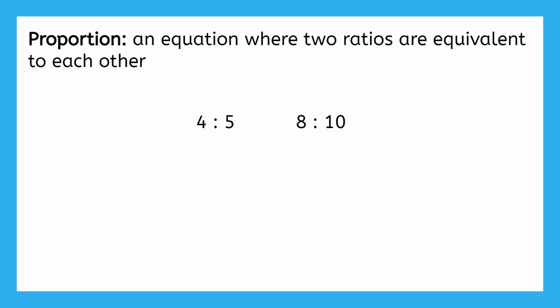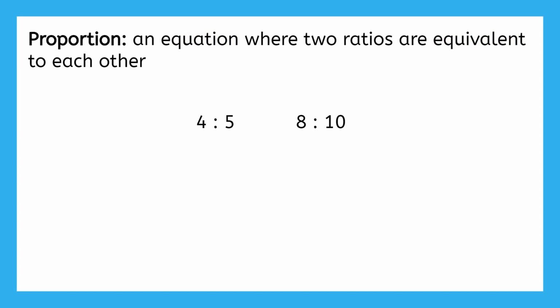Yes, it can. 8 and 10 are both divisible by 2. And if we divide, this would become 4 to 5 as well. This means that these ratios are equivalent to each other and can be written as an equation. Let me show you what I mean.